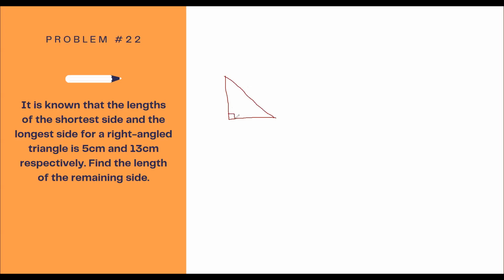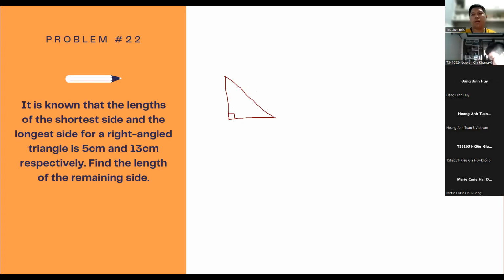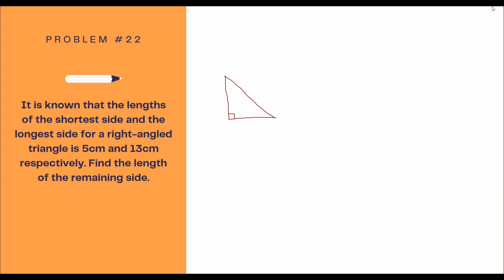Okay. So when you say the longest side, the longest side will be the side that is, what do you call that? This one, this side, right? This will be the longest side. Okay. Then the shortest sides or the legs, we have this one. Let's say this one is A and B.